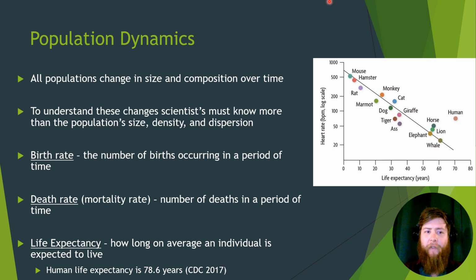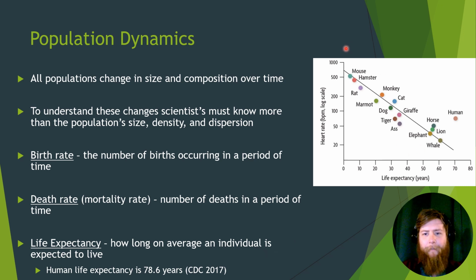So to get good data on this, we need to know more about their size, their density, and their dispersion. Some stats that we'll look at are things like birth rate, which is the number of births occurring in a period of time, usually yearly. We'll look at death rate, the number of deaths in a period of time. And then we'll look at life expectancy, or how long an individual is expected to live. And in 2017, human life expectancy was 78.6 years.